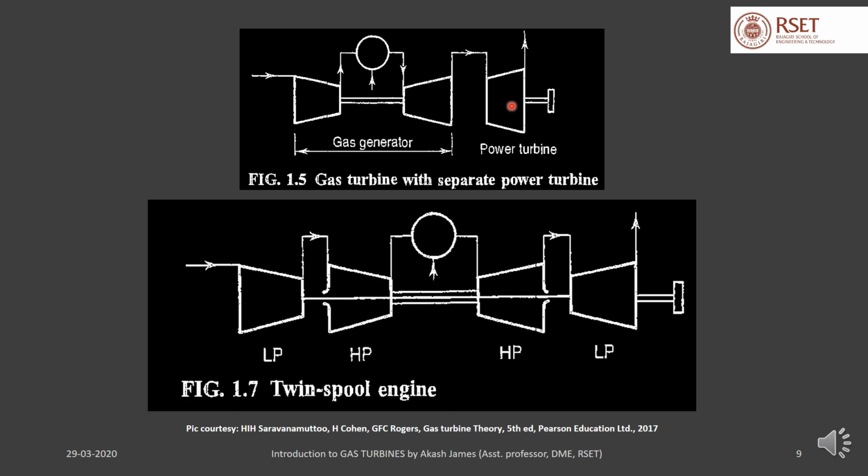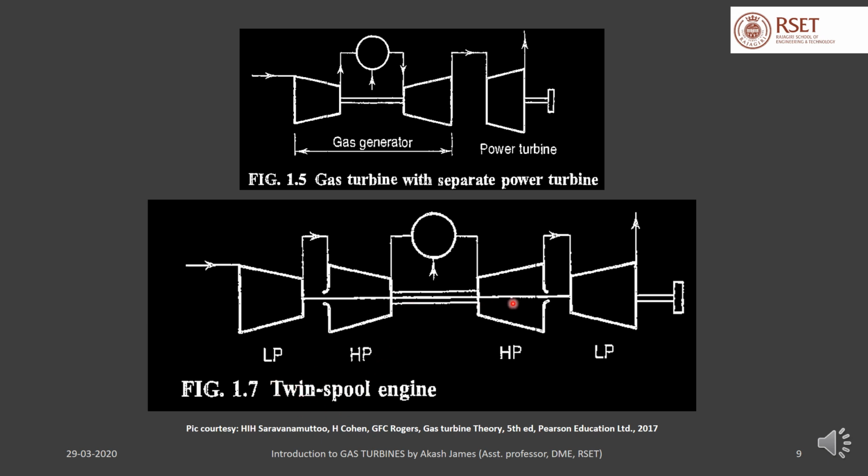Another arrangement is where we split up the compressor into two and the turbine into two, but without using an intercooler or a reheater. Here the high pressure compressor is coupled to the high pressure turbine by using a single shaft, and the low pressure compressor is coupled to the low pressure turbine by using another shaft. These two shafts are mechanically separate. This is called a multi-spool arrangement, or in this case a twin spool arrangement.